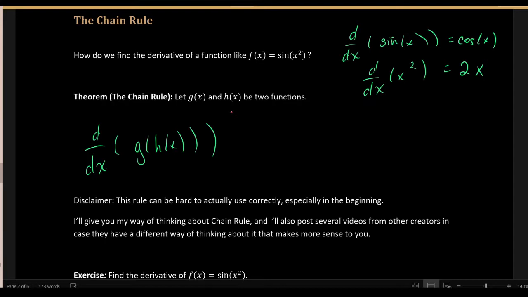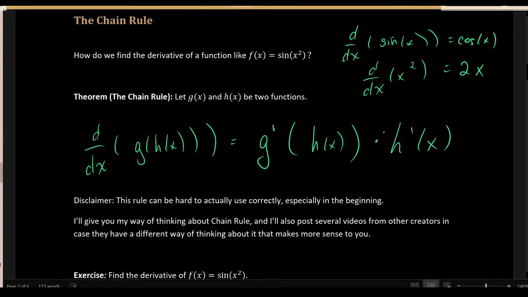Here's the formal rule. You want to find the derivative of a composition, g of h of x, maybe. To do that, the first thing you do is take the derivative of g and put the inner function, h of x, inside. Then you calculate the derivative of the inner function, h, and you take the product of those two quantities.